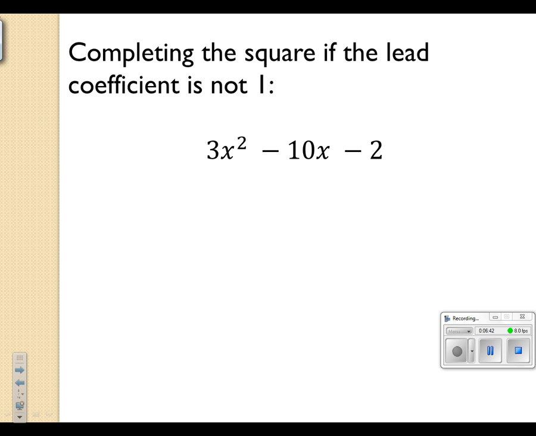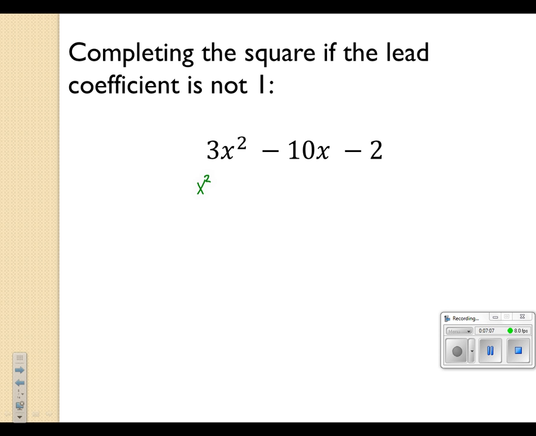Sometimes when we try to complete the square to factor a polynomial, the lead coefficient isn't a 1. All right? In order for completing the square to work, it needs to be. So on this problem, we have a little work to do before we can start that process. We need to get rid of the 3. So if we divide all the terms in our polynomial by 3, we will have a 1 lead coefficient. So I'm going to start by doing that.